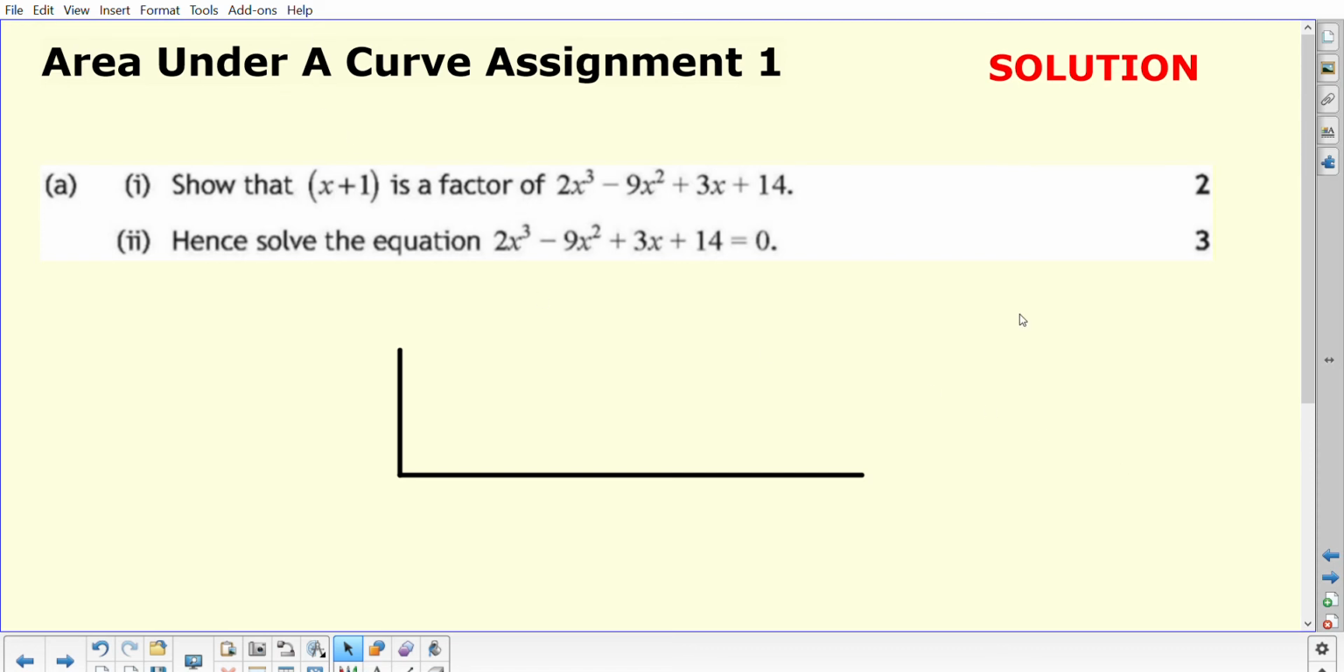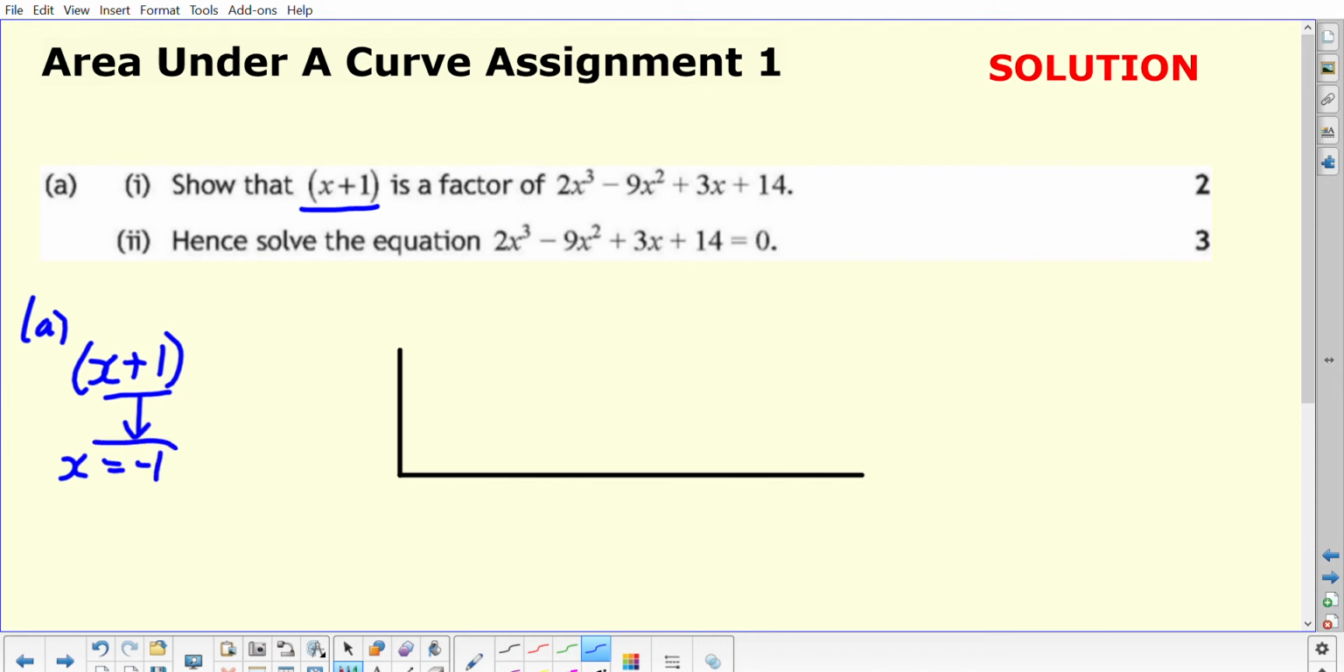So for this assignment, area under a curve assignment, the first part of this question was using your previous knowledge of polynomials and checking how to solve a cubic equation. So part one, you're looking to show that x plus 1 is a factor. If you're checking for x plus 1 to be a factor, that means you're basically going to be checking to see if x equals minus 1 is a root.